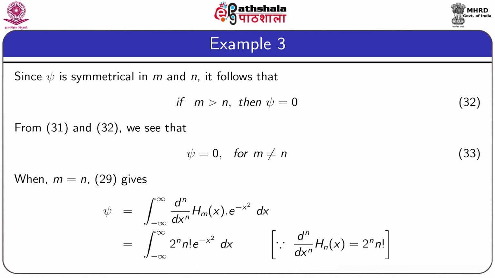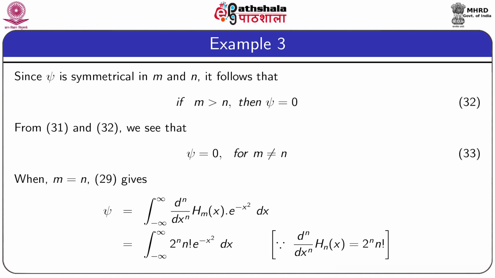And since psi is symmetrical in m and n, it follows that if m is greater than n, psi is also equal to 0. And hence, we conclude from equation 31 and equation 32 that psi is equal to 0 for m not equal to n.